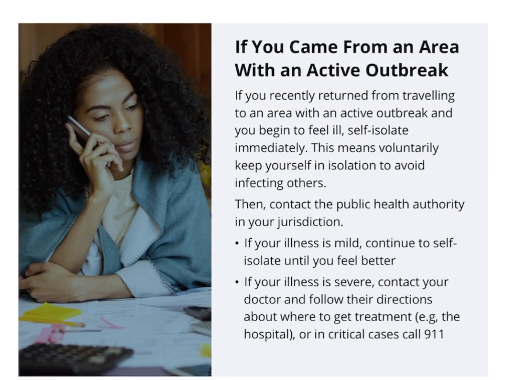If you recently returned from traveling to an area with an active outbreak and you begin to feel ill, self-isolate immediately. This means voluntarily keep yourself in isolation to avoid infecting others. Then, contact the public health authority in your jurisdiction. If your illness is mild, continue to self-isolate until you feel better. If your illness is severe, contact your doctor and follow their directions about where to get treatment. For example, the hospital, or in critical cases, call 911.